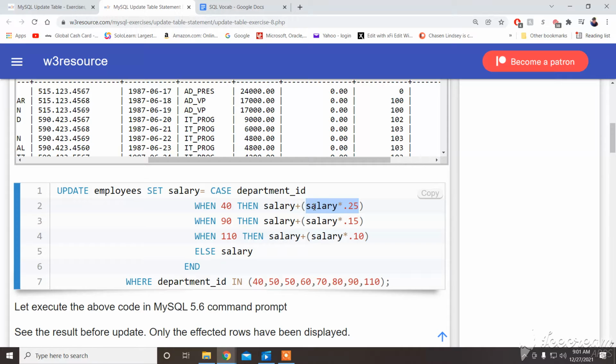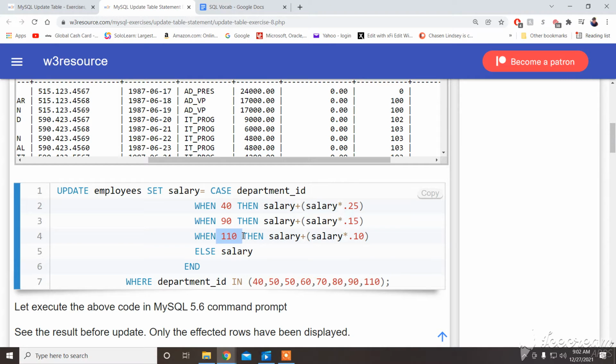Salary, we're going to multiply it by 25. Alright, so we're going to take Department 90, then placeholder salary, and what we're going to be doing is increasing. Placeholder salary, increase plus, parentheses, container. The salary we're actually changing, multiplying by 0.15.